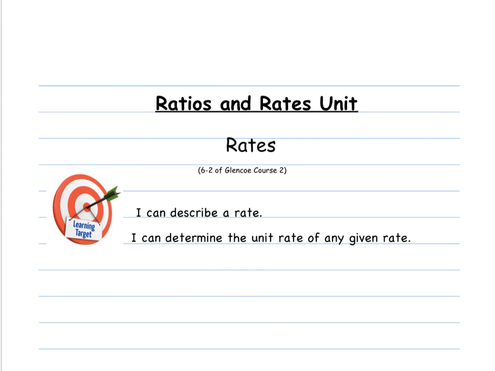Welcome to Ratios and Rates Unit, your lesson on rates from Lesson 6.2 in the Glencoe Course 2 textbook. You will be able to describe a rate and determine if two unit rates are of any given rate. So this is a very good consumer math lesson. This unit rate is something that you use a lot in your adulthood, whether you know it or not. Here we go.